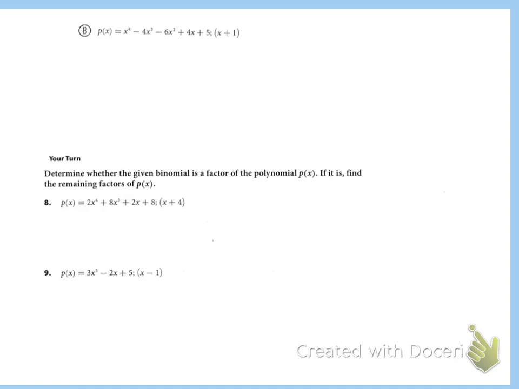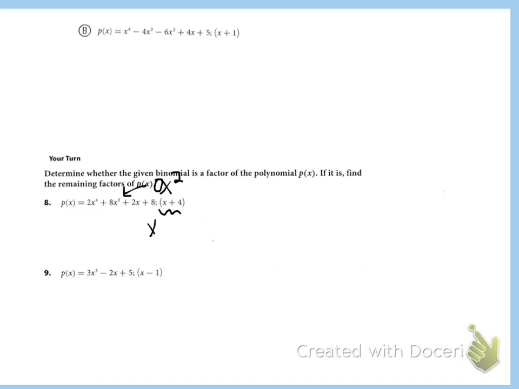So we'll go ahead and do one more together, and we'll end with number 9 as a you-try problem. So we want to see, is x plus 4 a factor of that polynomial 2x to the 4th plus 8x cubed plus 2x plus 8. And again, I can see here that there is a missing term, so I'm going to go ahead and put a placeholder in there for x squared. That's going to be a 0x squared.